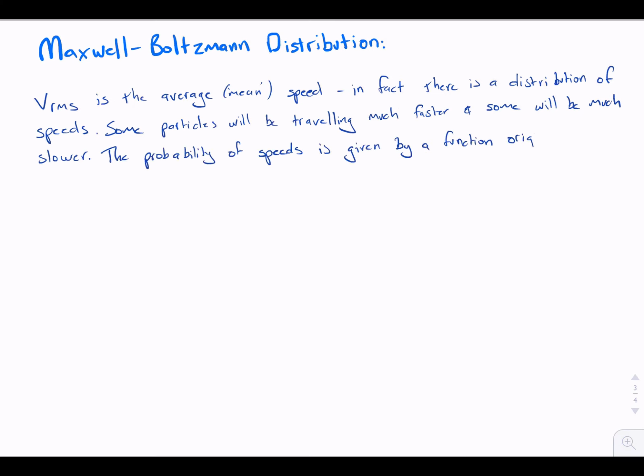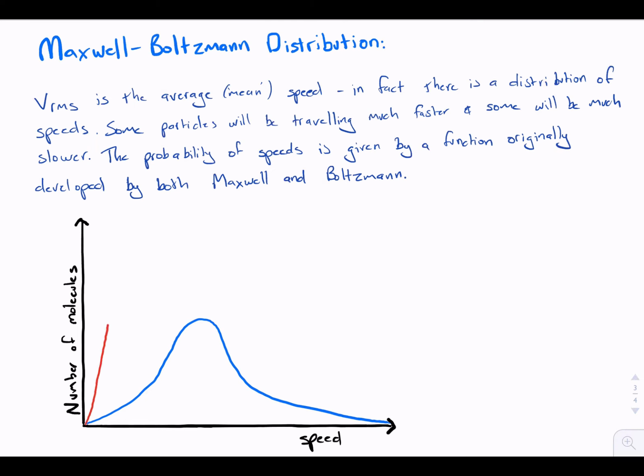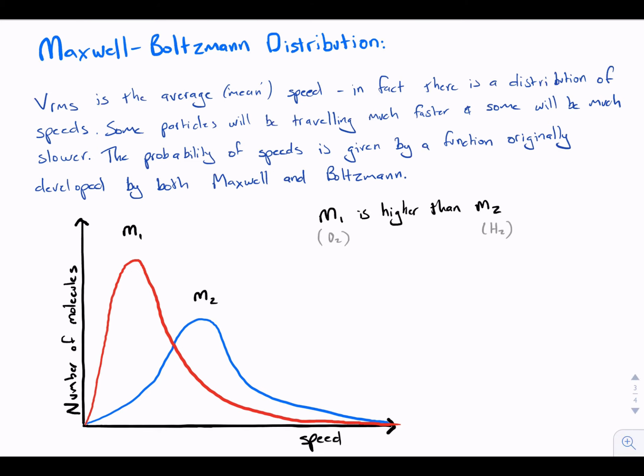The probability of speeds is given by a function originally derived by James Clerk Maxwell and Ludwig Boltzmann, approximately around the same time in the 19th century, a time when the very existence of atoms was not even well accepted. Quite amazing, really. So let's plot two distributions to illustrate the concepts. We are plotting the speed versus the number of molecules. A blue curve with a higher speed and a red curve with lower speeds but a higher peak. So the mass 1 in this curve is lower than the mass 2. We could say that mass 1 is represented by oxygen and mass 2 is hydrogen.